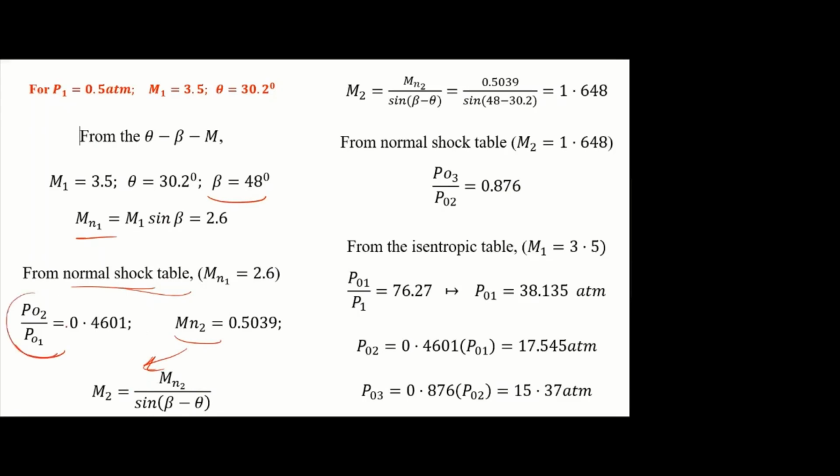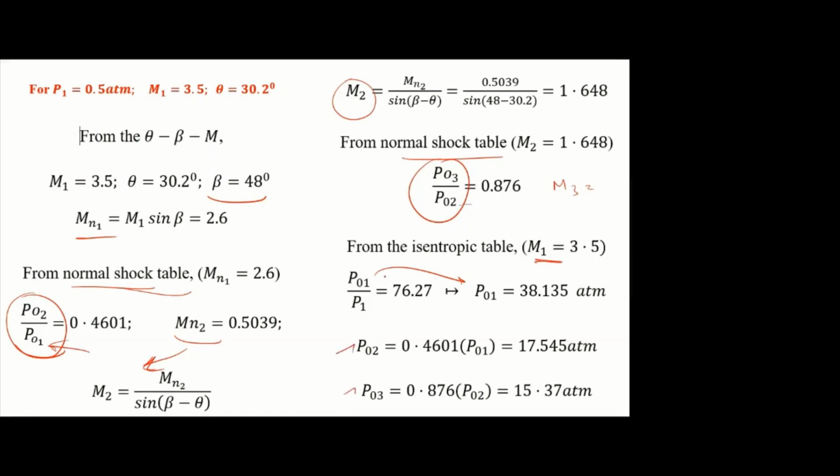As here, additionally, I found this ratio also. Once I know the M2, I am going to the normal shock table. So M3 is not necessary, otherwise you can find it. I am finding P03 by P02. And here, first I am finding P01 from the isentropic using M1. Then substitute here, then P02, then substitute here, you can find P03.